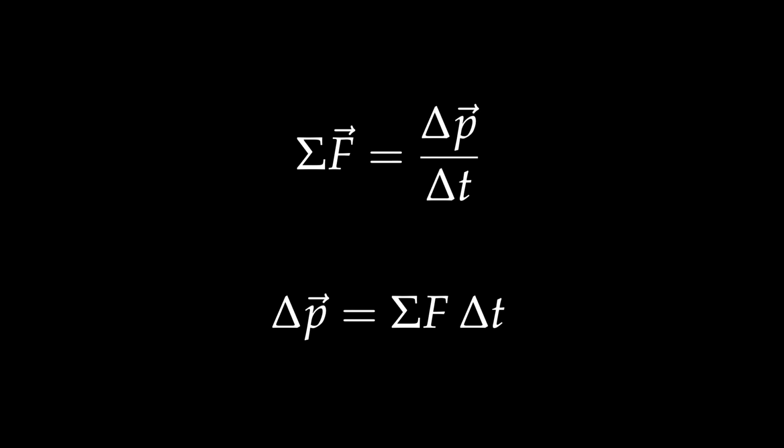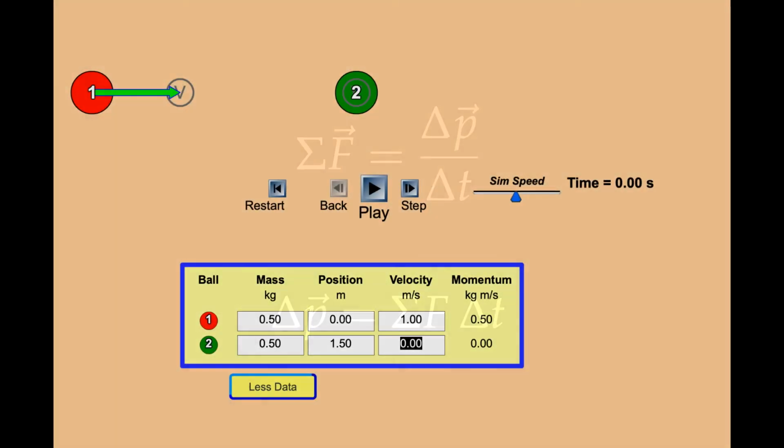Now, to be clear, the momenta of individual objects may change during the collision. It is the total momentum of the system that is the conserved quantity. Armed with the law of conservation of momentum, I now want to solve a few examples just to see how this law of conservation of momentum is going to manifest itself in real problems with real numbers.